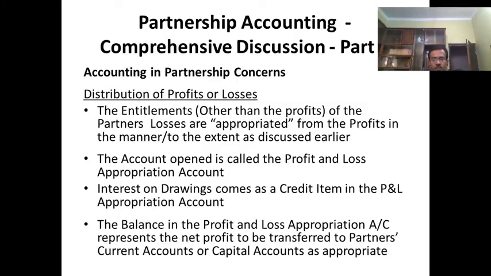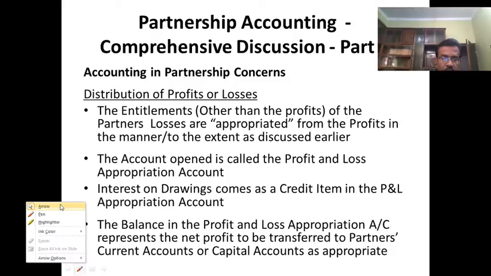Interest on drawings comes as a credit item in the Profit and Loss Appropriation account. The balance in the Profit and Loss Appropriation account represents the net profit to be transferred to partners' current accounts or capital accounts as appropriate. So we first get the net profit, and after that we start appropriating. I mean, we start giving the share of the profit in terms of salaries or commission or interest on capital and all that. We do this in an account called the Profit and Loss Appropriation account. Interest on drawings will come as a credit because it's an income of the firm.